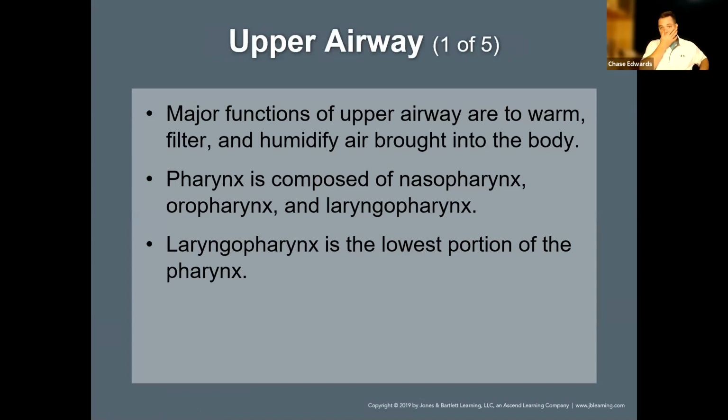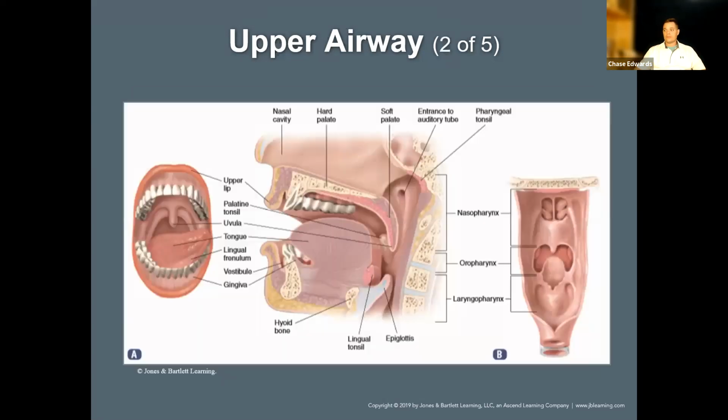All right, so the upper airway, the larynx is considered the dividing line between the upper and lower airways. Major functions of the upper airway are to warm, filter, and humidify air brought into the body. The pharynx is composed of the nasopharynx, the oropharynx, and the laryngopharynx. The laryngopharynx is the lowest portion of the pharynx. All right, there's a good cutaway there. So the oral cavity, that's A.